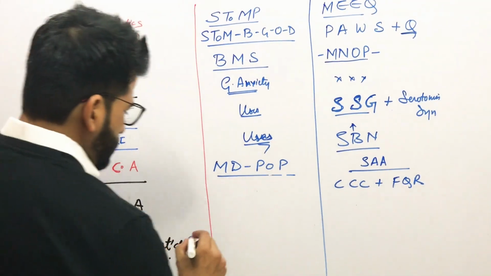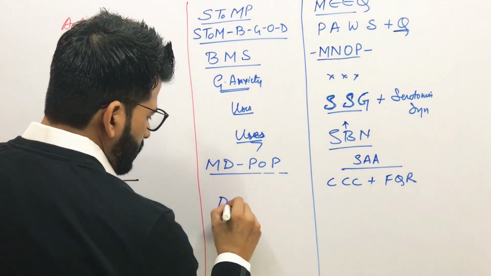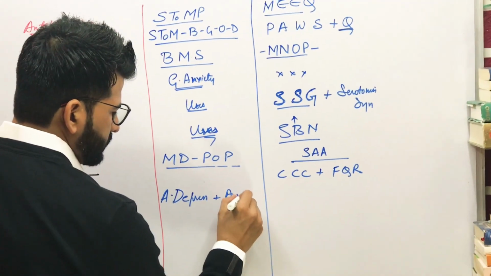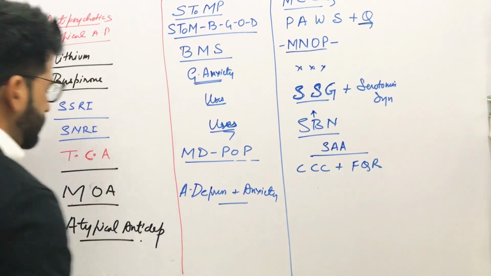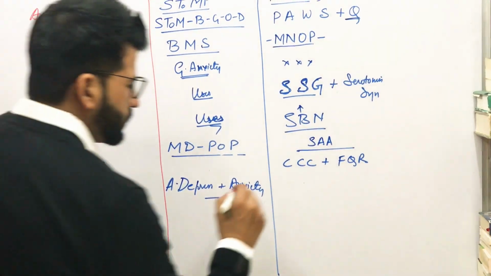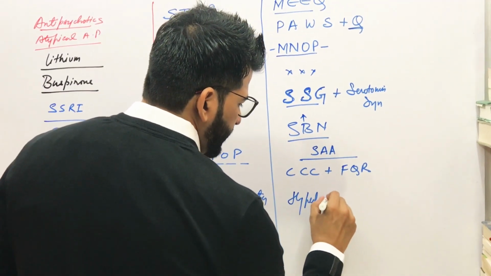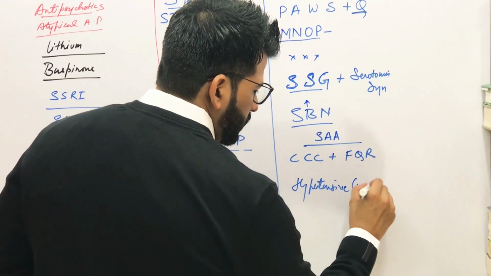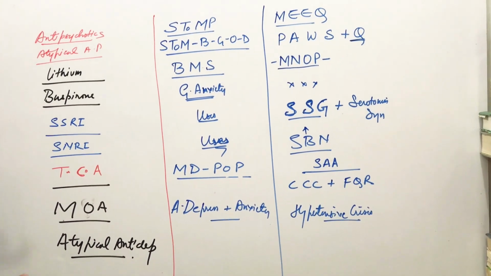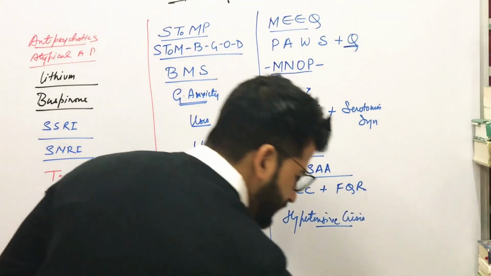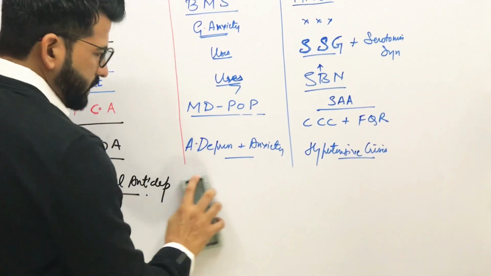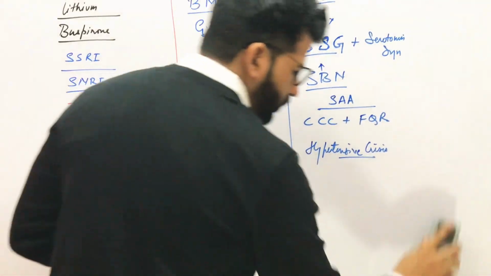MAO inhibitors are used for atypical depression and anxiety. They can cause problems, because if you inhibit the MAO, what will happen? It will increase the tyramine and that can lead to hypertensive crisis in people who are taking tyramine food, that is cheese, etc. Atypical antidepressants are three: mirtazapine, trazodone and bupropion.